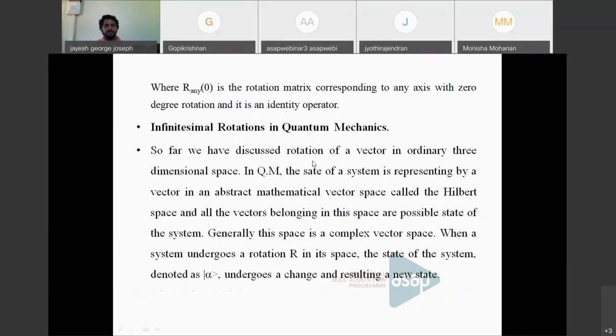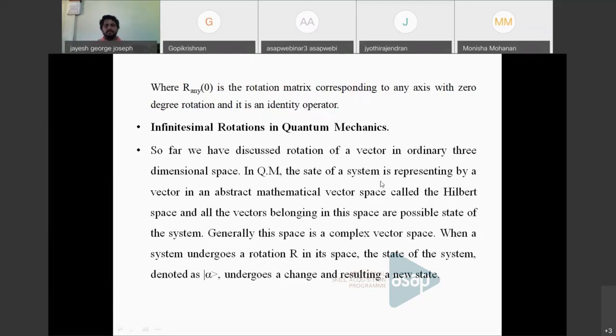And now we are going to discuss infinitesimal rotations in quantum mechanics. So far we have discussed rotation of a vector in ordinary three-dimensional space. In quantum mechanics, the state of a system is represented by a vector in an abstract mathematical vector space called Hilbert space, and all the vectors belonging to this space are possible states of the system. That is our quantum mechanics first postulate.